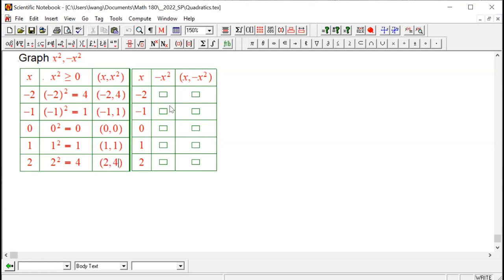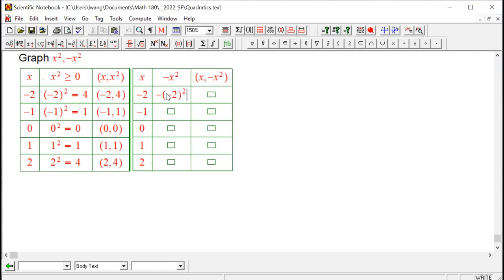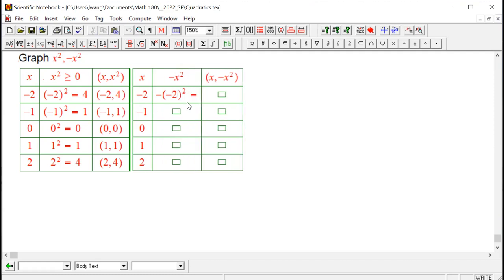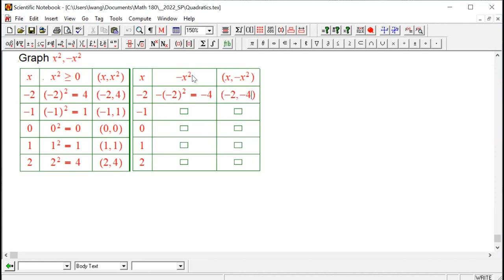For the other function, however, for the same input, our output is going to be replacing x by -2. And this will equal negative, and we know this piece is 4, we have done it. So this is going to be -4. So for the same input, -2, the output here is going to be -4 under this rule of the function. Next we'll do one by one.